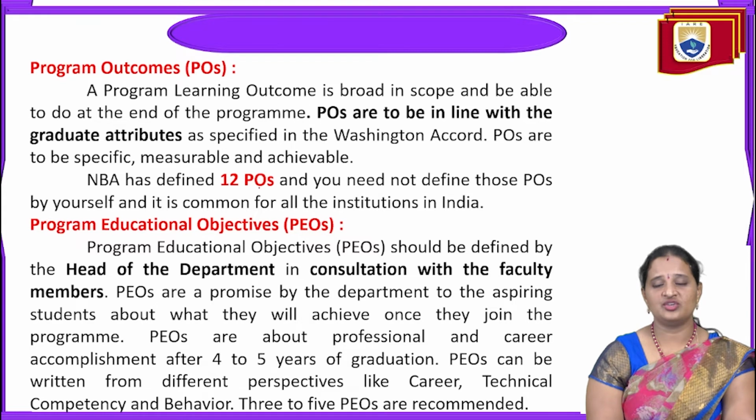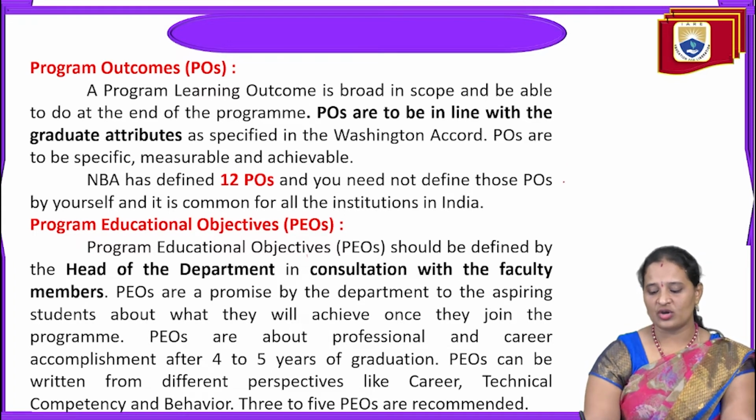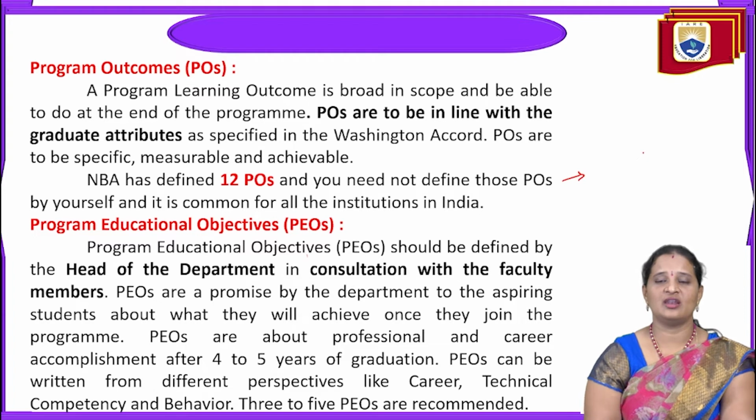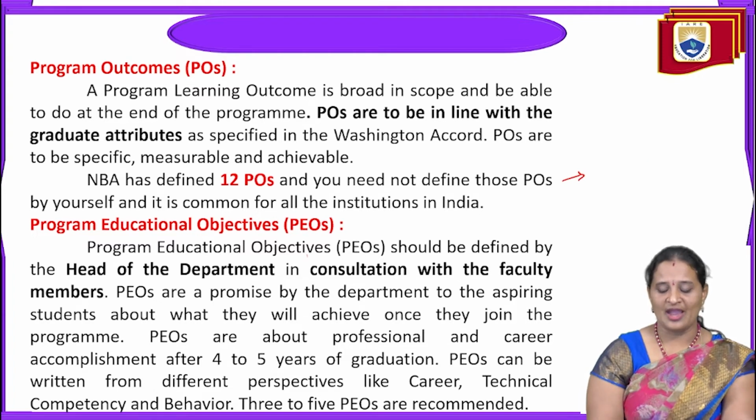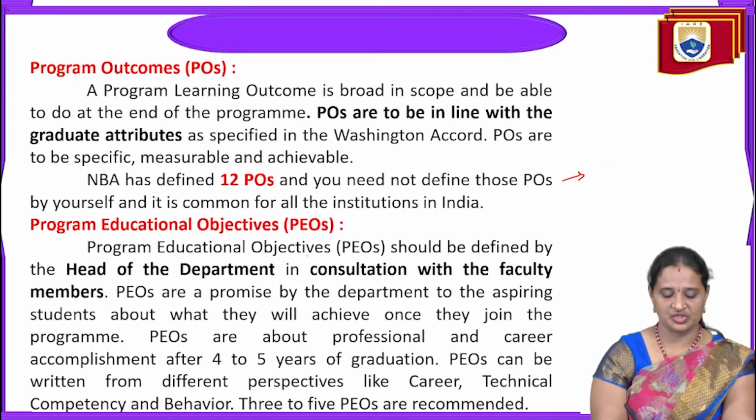NBA has defined 12 POs, and it is common for all the institutions in India. So the program outcomes are defined by the NBA and these are common to all institutions of India. And we are going to define some program specific outcomes for each and every program in the institution.